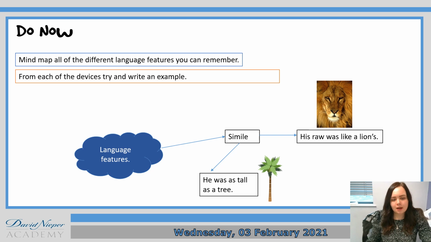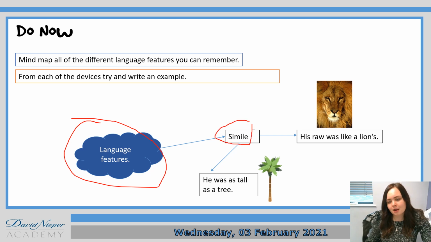So you can see here is my mind map. So language features is going in the middle. Simile is the first language feature that I have remembered. And then I've provided two examples. Obviously, you only need to provide one. So his roar was like a lion's, and he was as tall as a tree. Okay, so simile being a comparison using like or as.